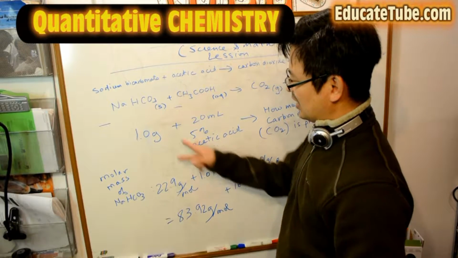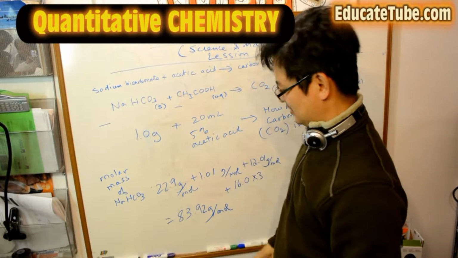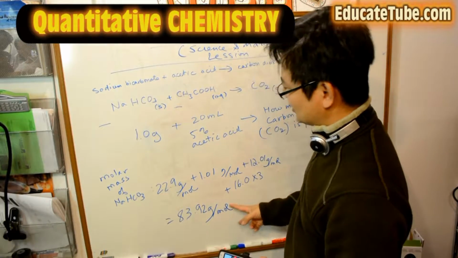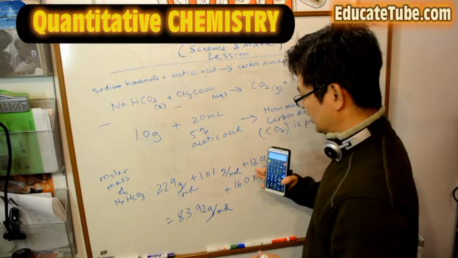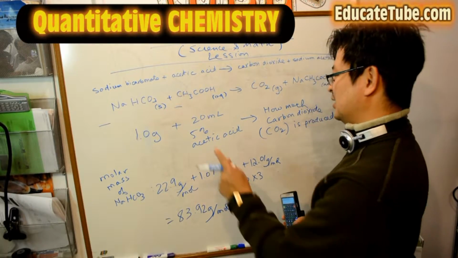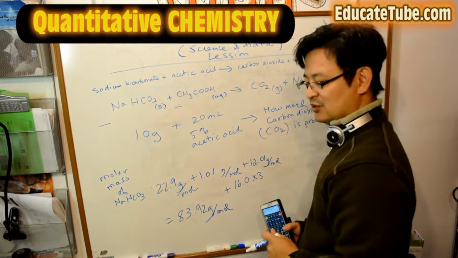Okay, so we are now going to figure out, using this number, the molar mass of sodium bicarbonate, and the mass of sodium bicarbonate, we can determine the number of moles. Because we have a mass and a molar mass, we can use the formula for finding the moles. The moles is basically mass divided by molar mass, and you'll get the moles. All right, so let's do that right now.